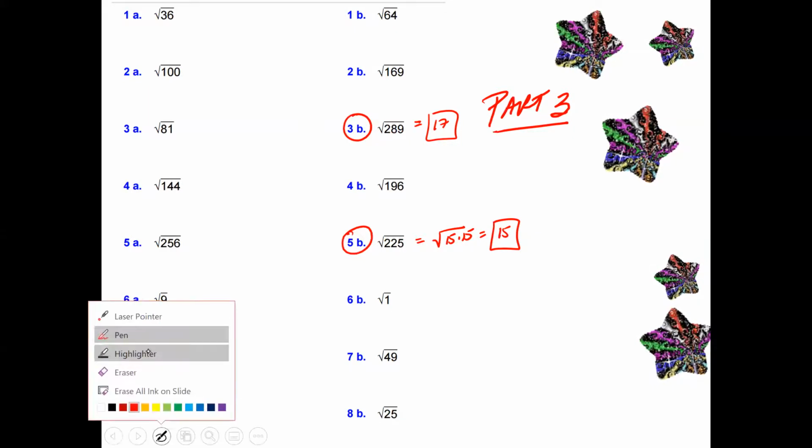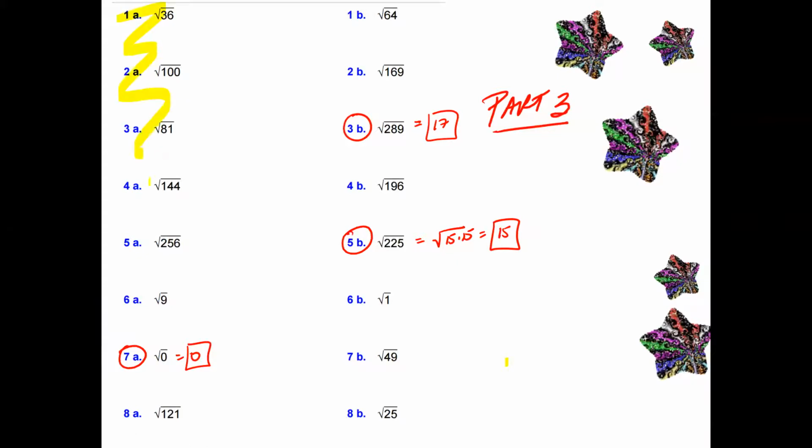So now that I went ahead and showed you how to do these 3, I want you guys to go ahead and do the remaining part of these on a separate piece of paper. So pause the video and do that.